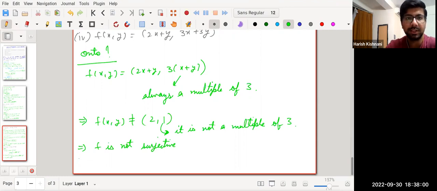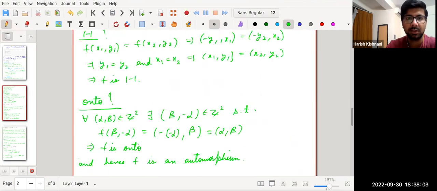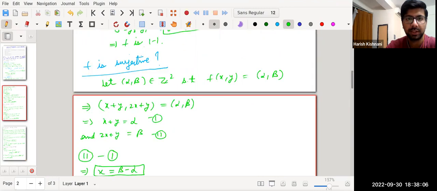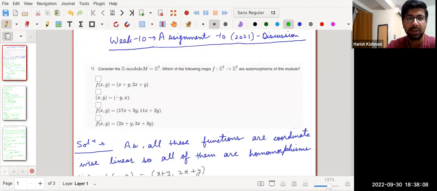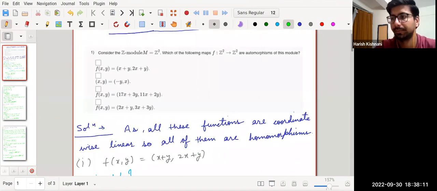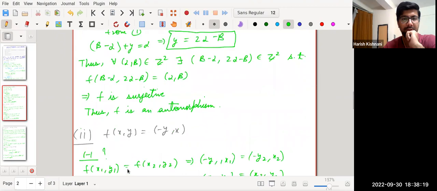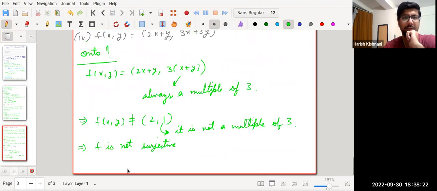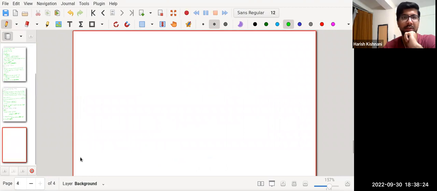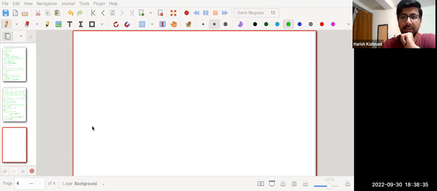So the first 3 are correct, and you will have a problem when you try to check the fourth one. Okay. So first, second, and third are automorphisms, but the last one is not. Okay, then. Yeah. So let's move to the next question.